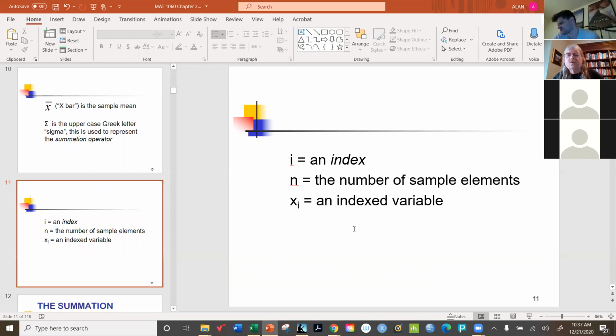Now we're going to take a bit of a detour here. We're going to briefly review the properties of the summation operator because we'll need them in our later formulas. Not just for the fun of it, although it is fun, but because we really need them.